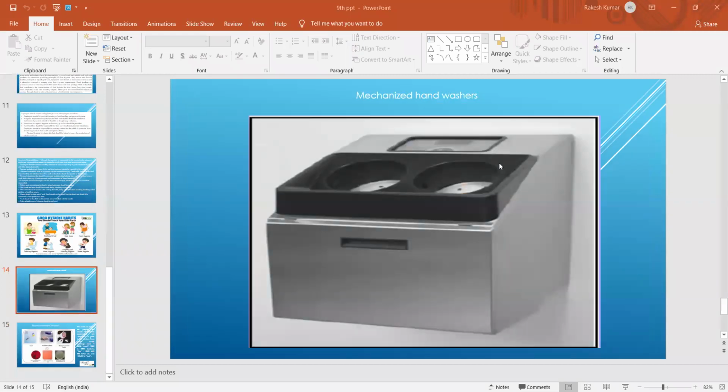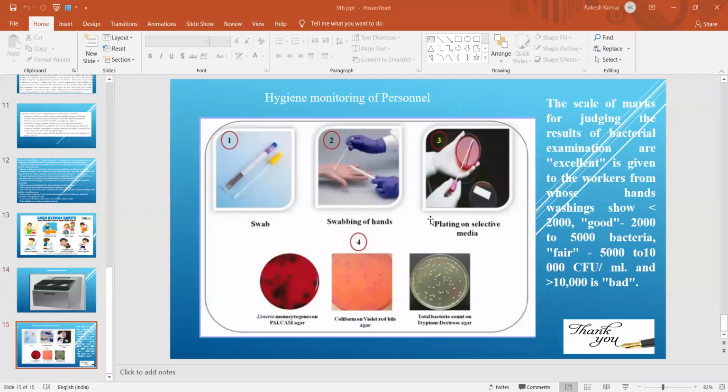And in some factories, people are using a mechanized hand washer. So before entering into the factory premises, you should wash your hands, clean your hands, and thereafter you can start working. Now, hygienic monitoring of personnel, there are a number of different methods.